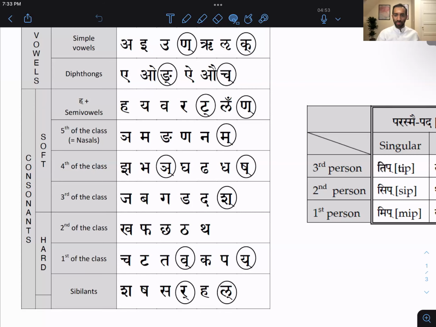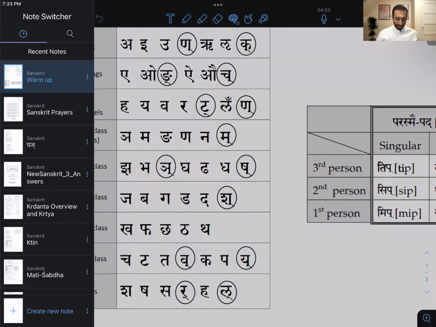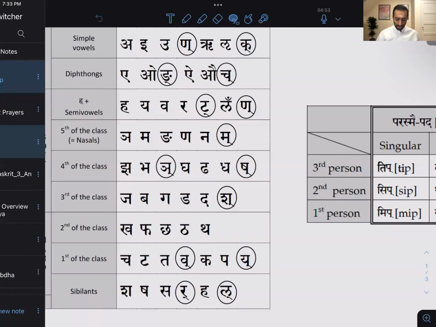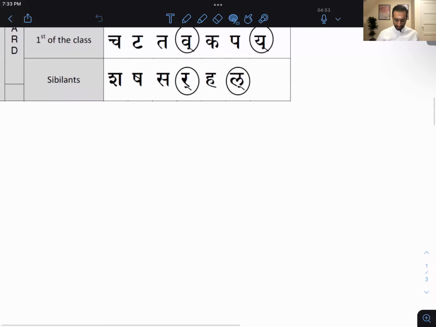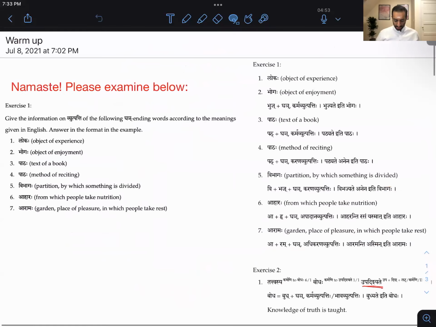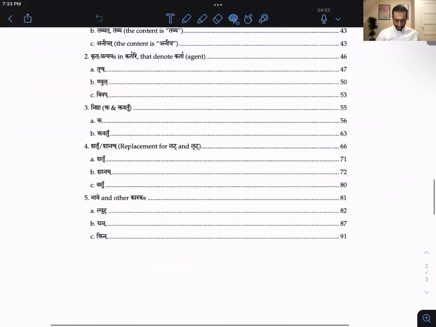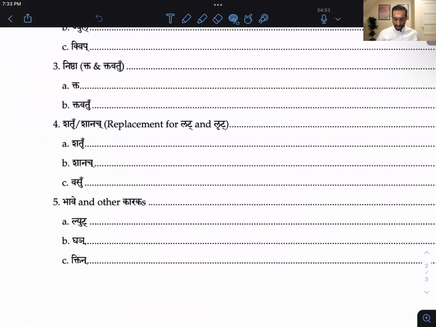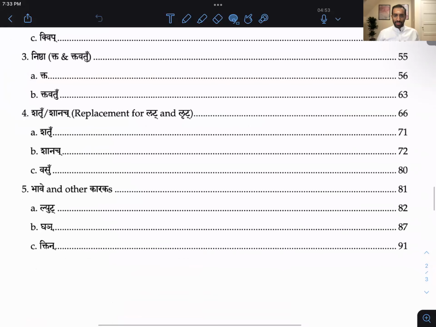Welcome everyone. We will get started with our class today. We're going to be continuing with our bhave and other karaka sections. It's bhave and other karakas, not in the sense of kartari, but we have lyut, ghan, tin in this section that we've been looking at. We're going to finish with our section on ghan today, and then we'll start with tin.